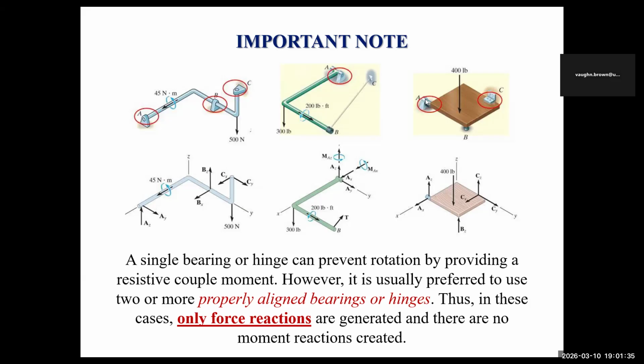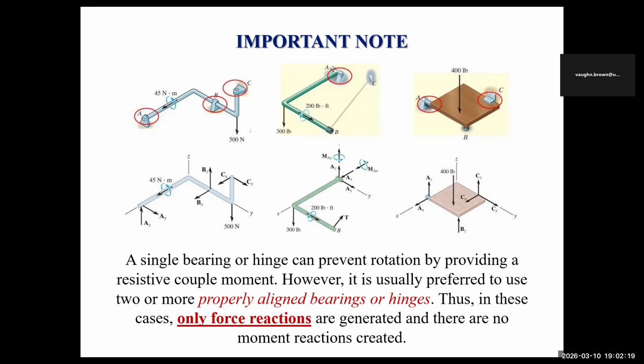What about this system here? So you have another journal bearing here, 2 reactions here. This is a hinge, so you notice it has 3 reactions. And then you look at all the forces, then you have a support here. Simple, this is like a roller, so 1 reaction. So single bearings or hinges can prevent rotation by providing a resistant coupling moment. However, it is usually preferred to use 2 or more properly aligned bearings or hinges. Thus, in these cases, only force reactions are generated and no moment reactions are created. Right? So you'll say this is only force reactions.